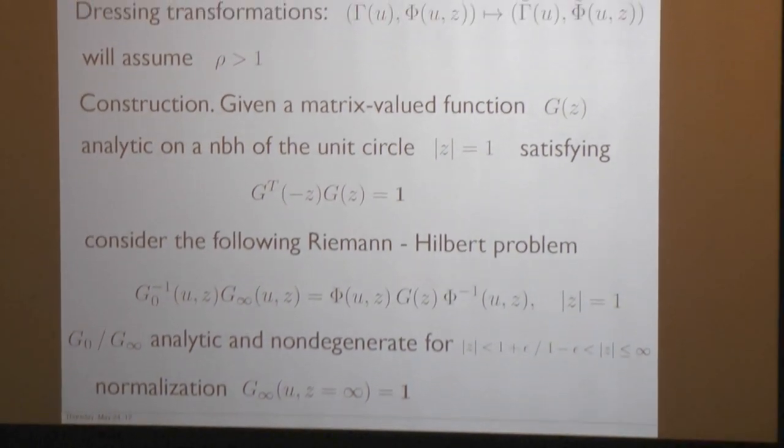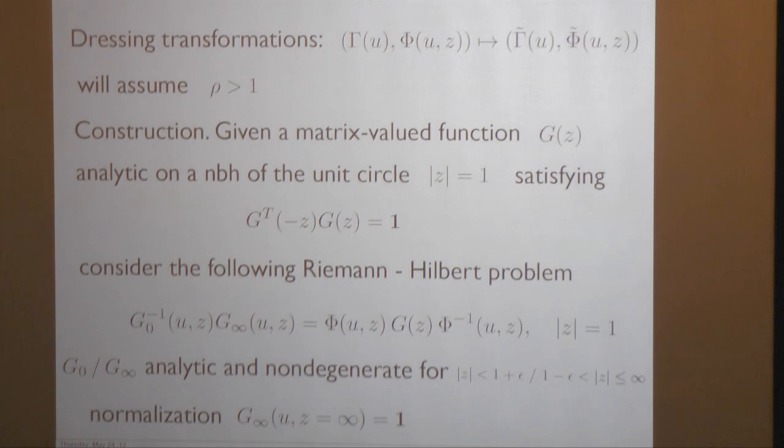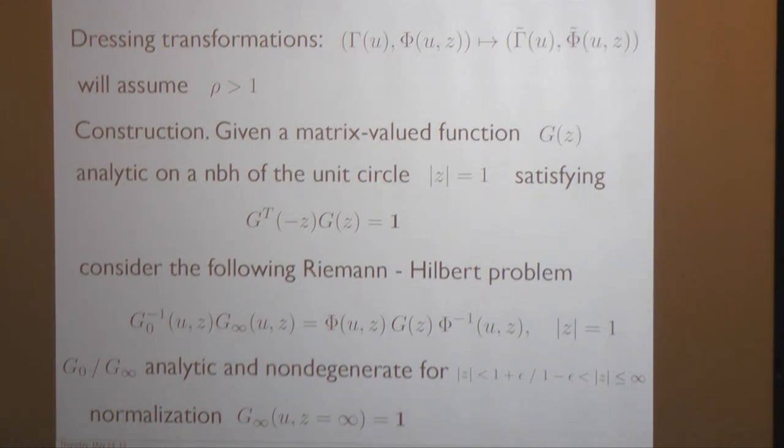The construction is the following. Given a matrix valued function G of Z, a matrix of the same size, n times n, analytic on some neighborhood of the unit circle, and satisfying the following orthogonality-like condition. By orthogonality, we have to change sign. G of Z does not depend on U. We consider the following Riemann-Hilbert problem. Consider phi G phi inverse, a function on the unit circle. We want to factorize this function as a product of two matrix valued functions. One is analytic inside the unit circle, another is analytic outside of the unit circle. And if such a factorization exists, we can uniquely normalize it by the following normalization condition: G infinity at the infinite point must be equal to the identity matrix.